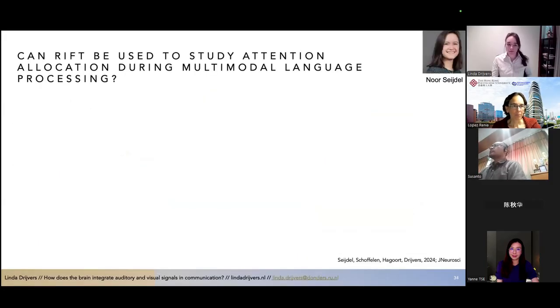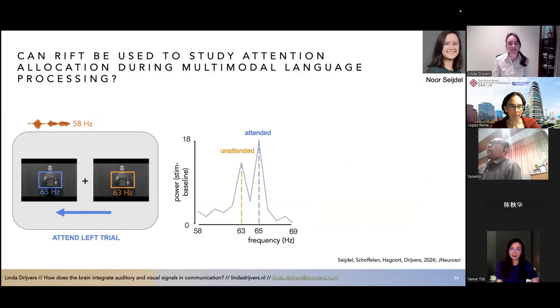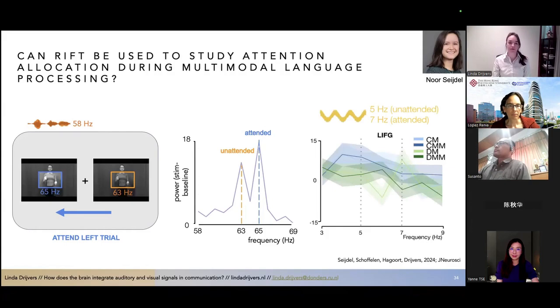A former postdoc in the group, Noor Seidel, then took this a bit further and investigated if RIFT can also be used to study attention allocation during multimodal language processing. So she used different frequencies on different sides of the screen to see if this affects the frequency tagged signal as well. And it did. So the more you attended to a certain thing, the stronger you would see this frequency tagged signal popping up. And again, we saw these intermodulation frequencies as well.